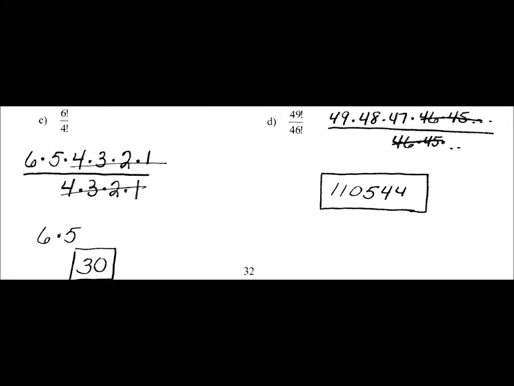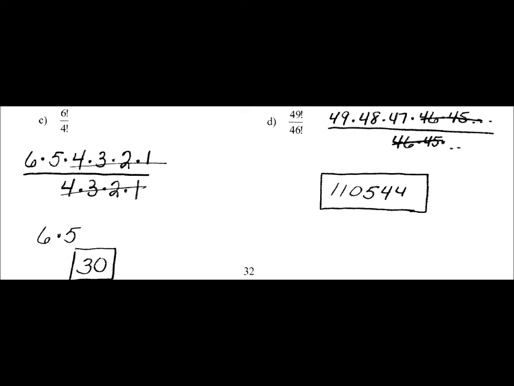Example C and D involve some division. 6 factorial over 4 factorial. Notice on the top the 6 factorial, the 6, 5, 4, 3, 2, and 1. The 4 factorial, the 4, 3, 2, and 1. Notice the 4, the 3, the 2, and the 1 all cancel out, leaving us with 6 times 5, which is 30.